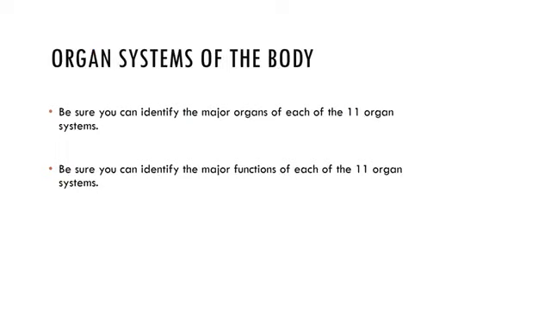So these are the organ systems of the body, and you need to be sure that you can identify the major organs of each of the 11 organ systems. And also be sure you can identify the major functions of each of the 11 organ systems that we just went over. Remember, the cells of the body depend on the organ systems to meet their survival needs. And the organ systems of the body work cooperatively to perform necessary life functions.